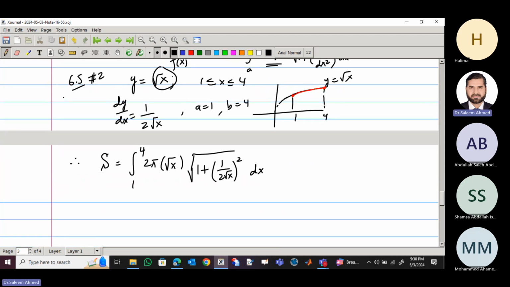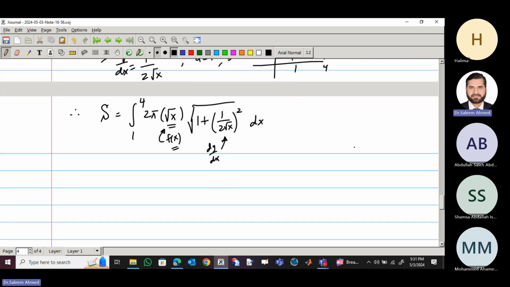So from y, you need the derivative. You will put f(x) here and dy/dx here. This is y or f(x), whatever you call it. Y and f(x) are the same thing. And dy/dx or f prime is the same thing. So see, I put the value of f(x), I put the value of dy/dx. Okay, so now you can just integrate this and get the answer.